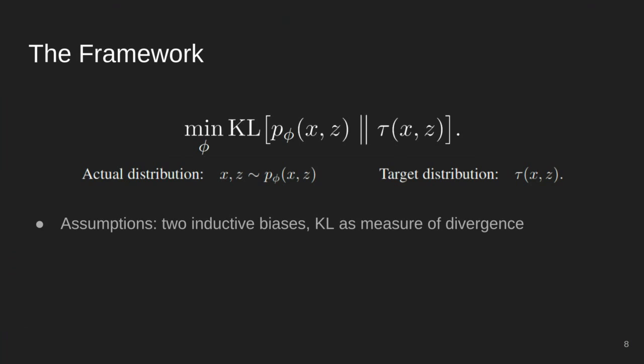And the other one is that KL divergence is being used here as a measure of divergence. There are many other measures of divergence that could be employed, and this is just the one that is being used here. And this in itself is also another inductive bias. One clear reason for it is that if we use some other measure of divergence, other types of objectives will be produced under the same conditions for the actual distribution and target distribution.